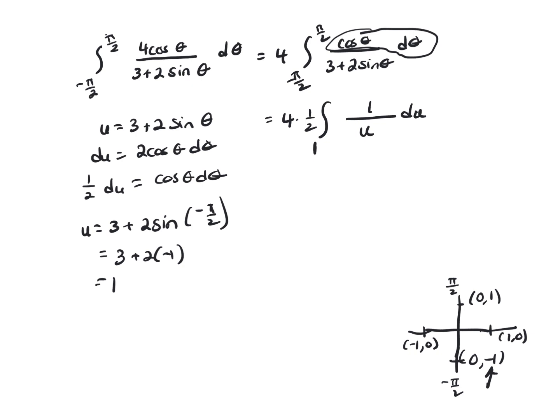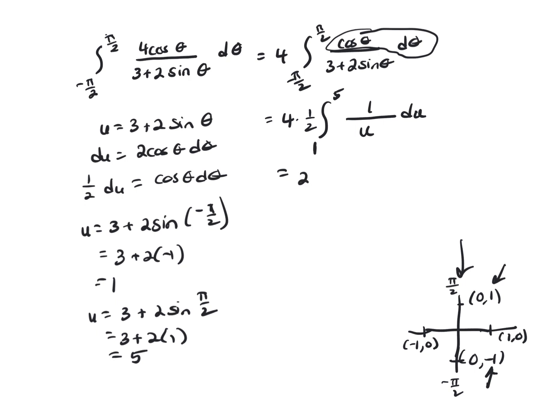Upper endpoint, let's convert the pi over 2. u equals 3 plus 2 sine of pi over 2. Sine of pi over 2 is 1. So that will be 3 plus 2 times 1, which is 5. Upper endpoint of 5. So 4 times 1/2 is 2.